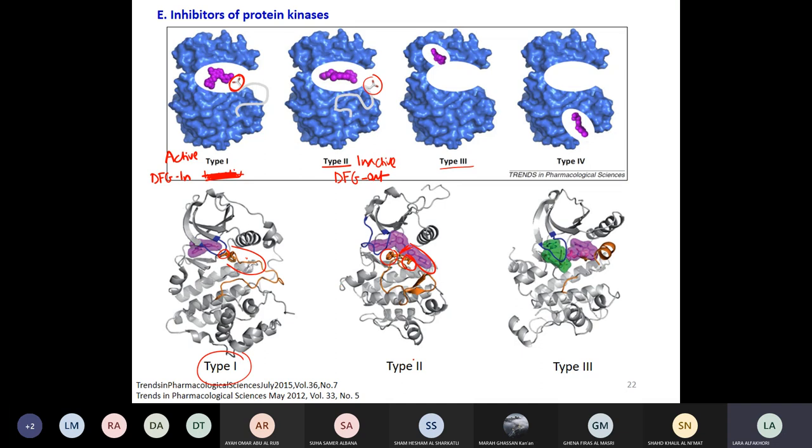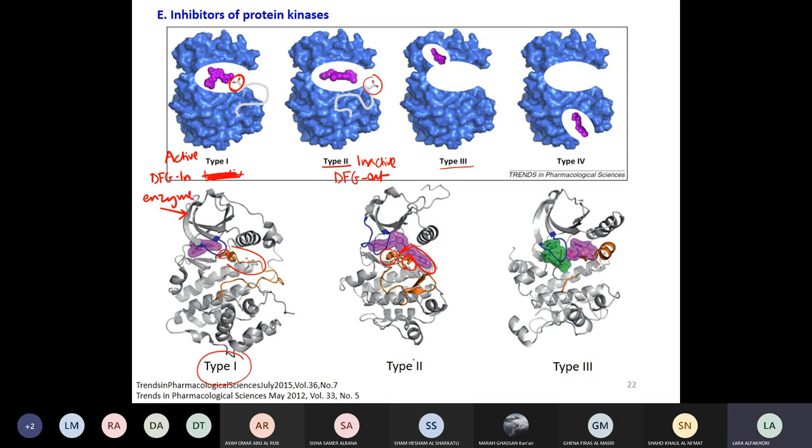Size-wise, which is bigger in terms of structure, type 1 inhibitors or type 2, in your opinion? Look at type 1, everyone. What is shown in gray represents an enzyme.